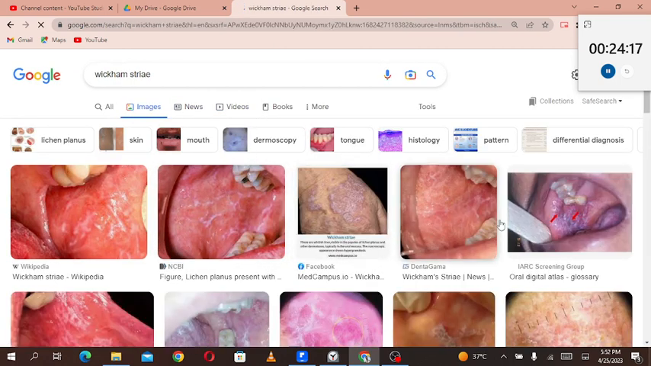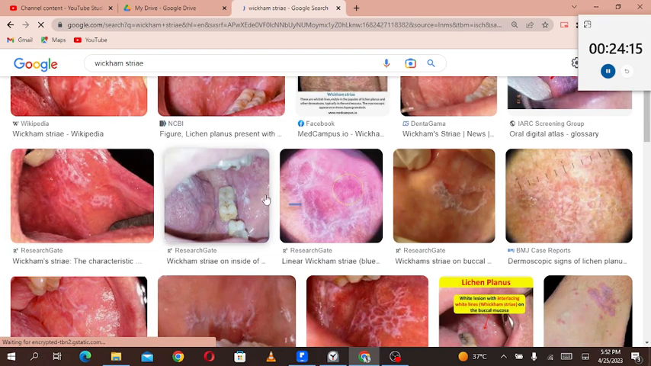These are the striae, like the white lines or maybe white dots, which are seen on the surface of the lichen planus lesion. So they are called Wickham striae.